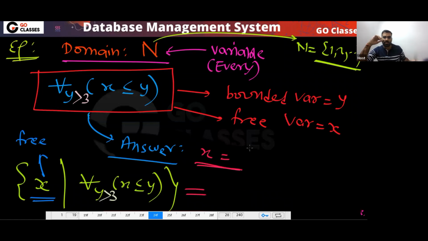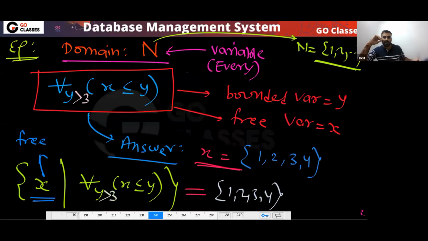Now your answer will be, very good, 1, 2, 3, 4. Yes or no? Correct. So your answer here will be 1, 2, 3, 4, because for all y greater than 3, this would happen. So this set is equal to this set.